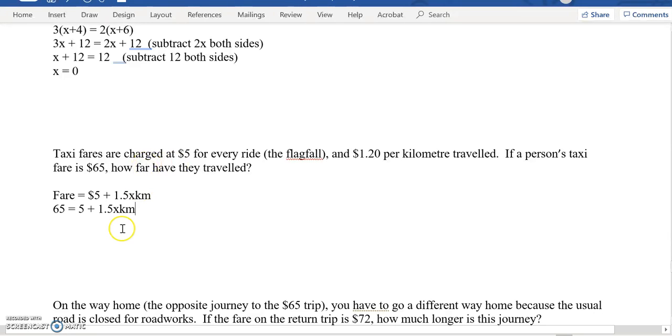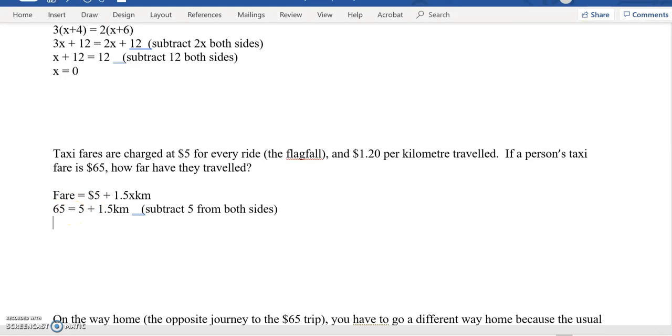So we want to find out how many kilometres there is. We know it's 1.5 times the number of kilometres. That's the shorthand in algebra. So we want to get kilometres by itself. The first thing we want to do is subtract 5 from both sides. It's just an equation. If we do something to one side, we can do it to the other. So 65 minus 5 is 60 equals 5 minus 5, which is just going to equal 0. So it's going to be 1.5 times the number of kilometres.